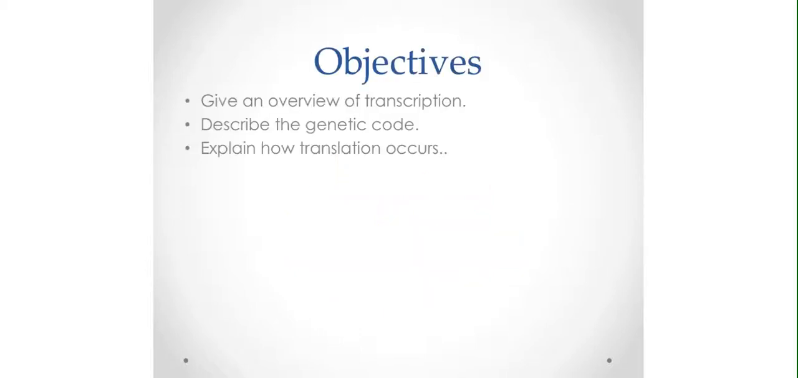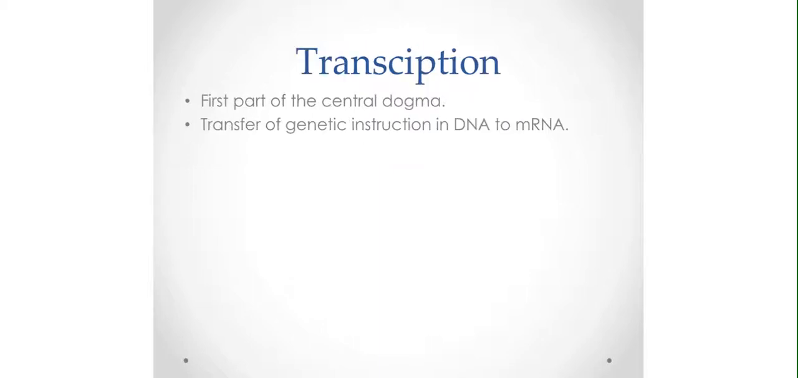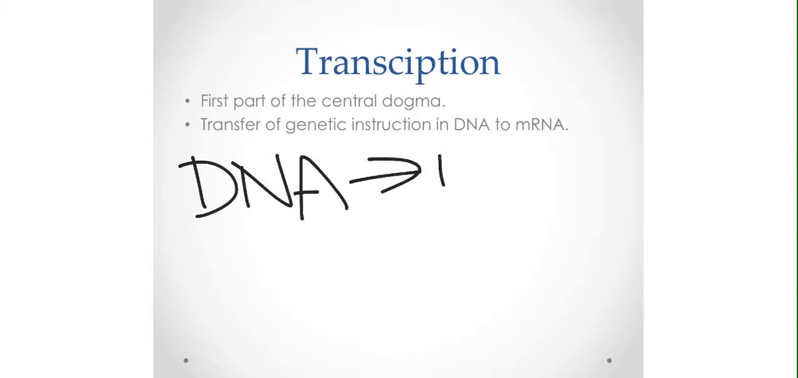After this video, you should be able to give an overview of transcription, describe the genetic code, and explain how translation occurs. I don't know why there's two dots there. There really shouldn't be. Okay, so like I said, we're going to be talking about transcription first. This is the first portion of protein synthesis. So what we're talking about is we're going from DNA to RNA. That's the first part of the central dogma. Remember, the second part is now RNA to proteins, but we're not worried about that right now.